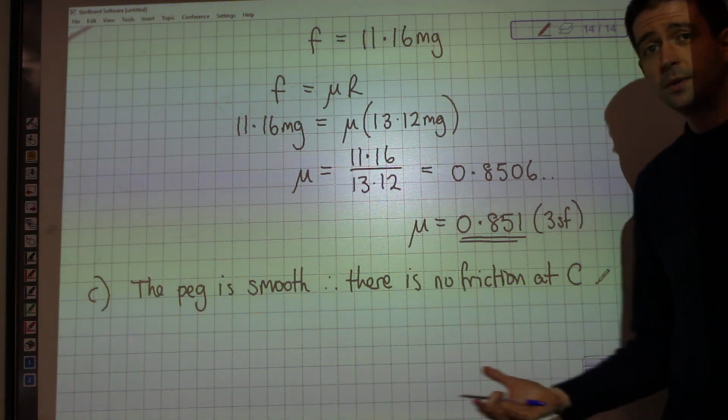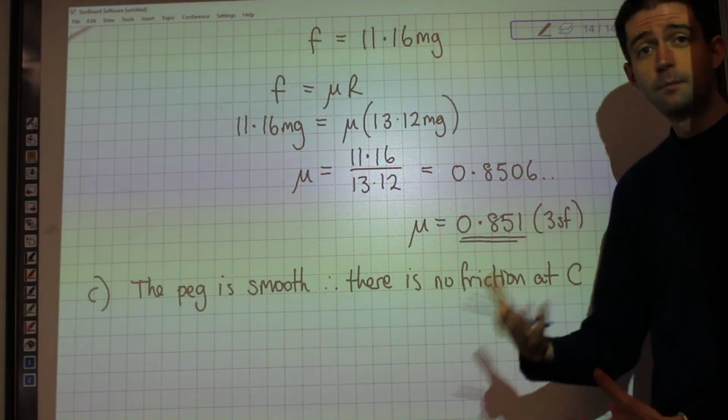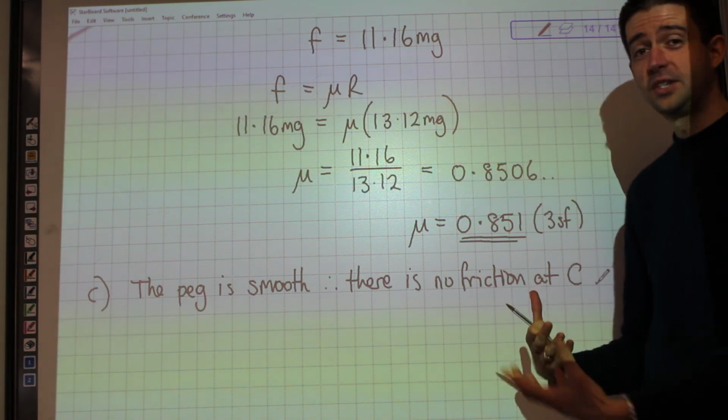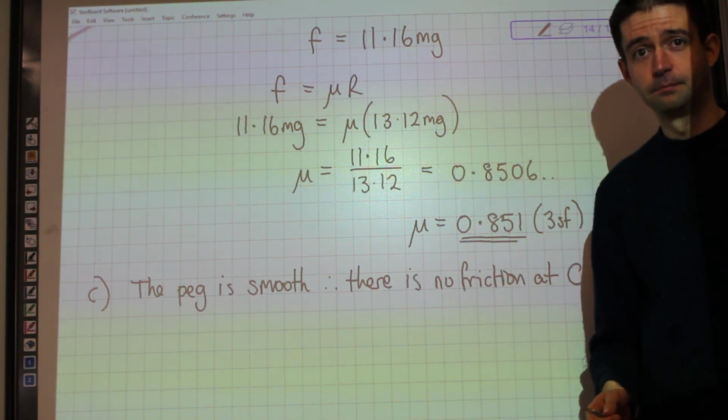So there we go. Just like example 1, we did a moment, we resolved vertically, we resolved horizontally, and a combination of those three things was enough to tell us everything we needed to know to find what the question was asking us to find out. Job done.